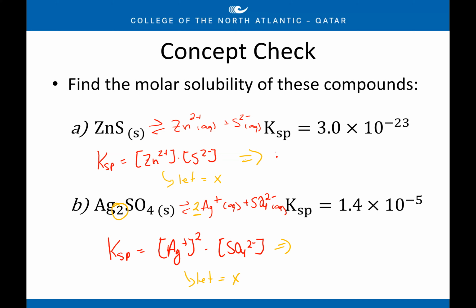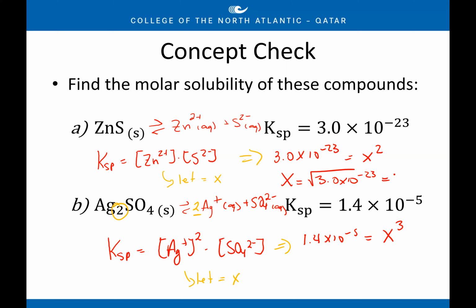So this becomes 3.0 times 10 to the minus 23 equals X times X, or what we would call X squared. And the bottom one becomes 1.4 times 10 to the minus 5. And this is the only one that gets a little hard. It's equal to X cubed. So finally, X is the square root. I'm writing too much here. I'm going to run out of room. Maybe not. But X would be the square root of 3 times 10 to the minus 23.